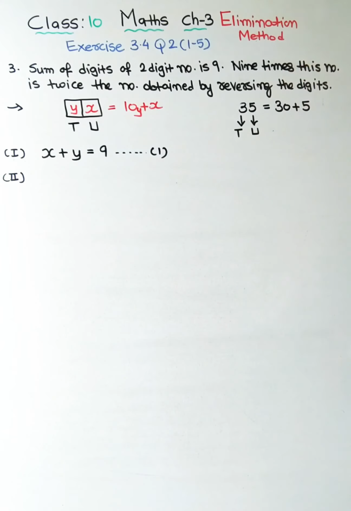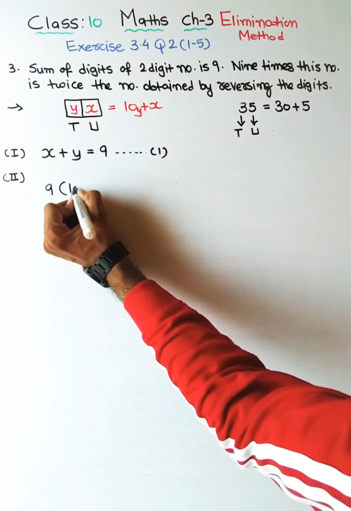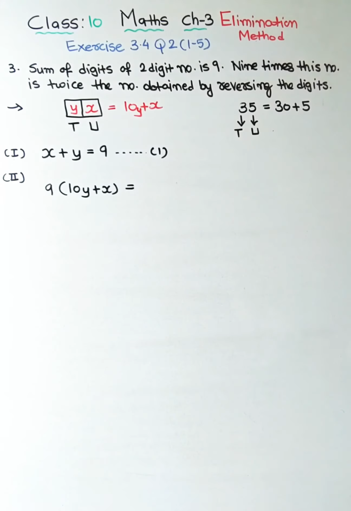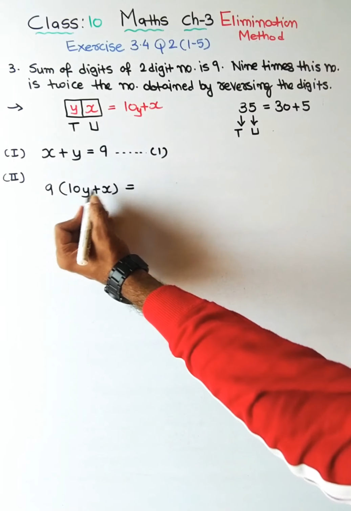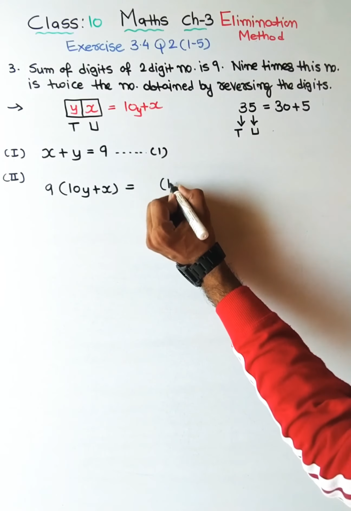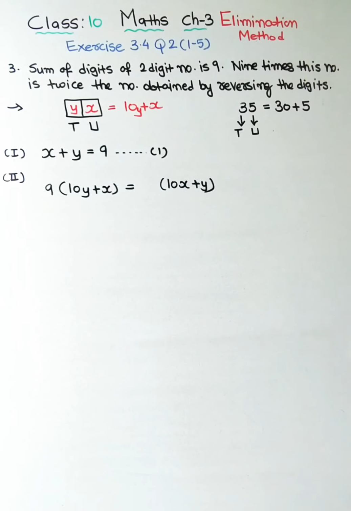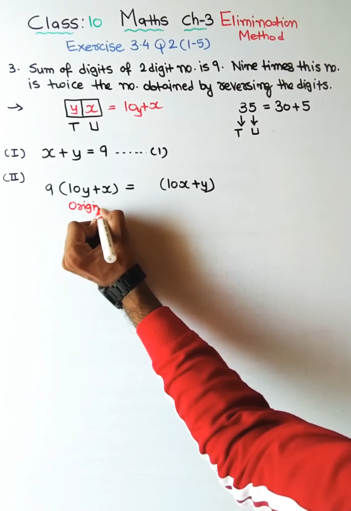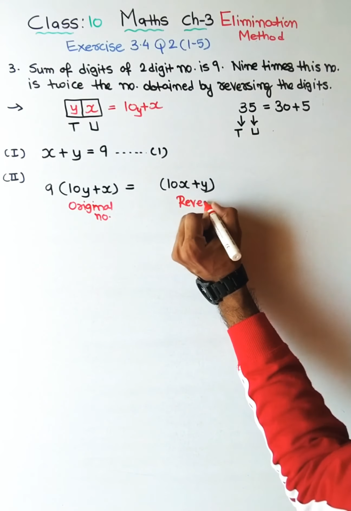9 times this number is twice the number obtained by reversing the digits. So if we reverse the digits, x comes over here and y comes over here. So reversed will be 10x plus y. And you see the comparison, the original number, we are writing like this, and here it is the reversed number.